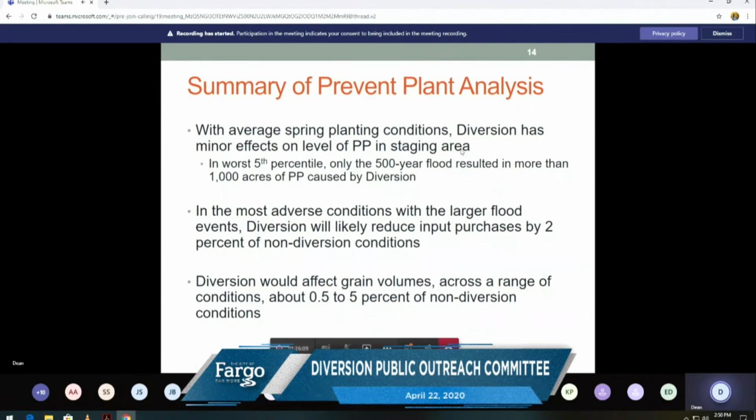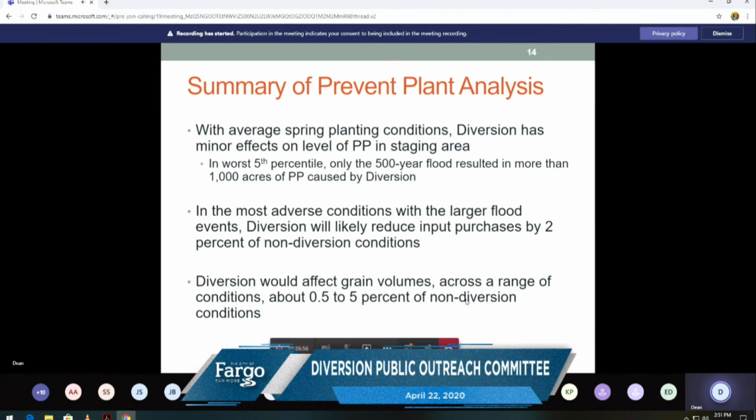So to summarize, and then we can open this up to some questions and discussion. I did not want to do a repeat of the lengthy presentation last time. I wanted everyone to have a chance to kind of weigh in. Under average spring planting conditions, really the diversion is not producing a substantial increase in PP. In the worst 5% of those simulations, when we look at a 500-year flood, which is a very low probability of occurring, we see an additional 1,000 acres of PP coming in as a result of the diversion. In those most adverse conditions, I think it's suffice to say we could start talking at the 2% level and go up and down from there.